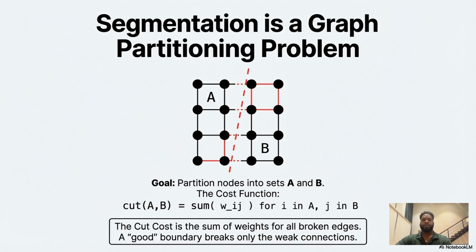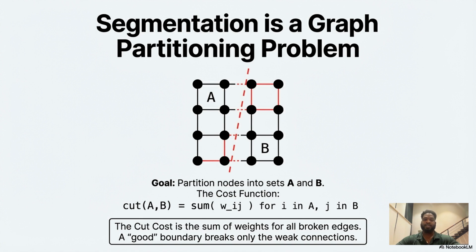Okay, so we've got our network. Now what? The whole goal is to find the boundary between things. What's the most direct way to do that? Well, just find the weakest bunch of connections and break them. This brings us to this big idea of a cut.